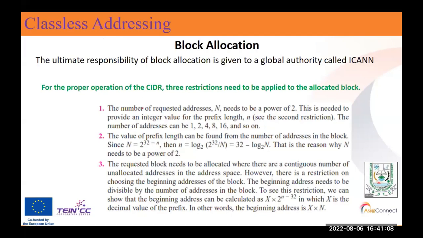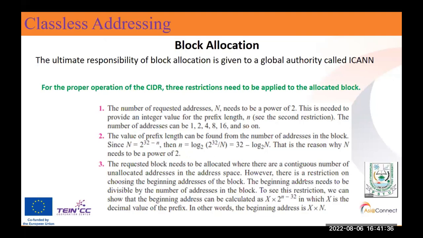So the first rule is that the total number of addresses needs to be a power of 2. Secondly, n equals 32 minus log 2 N. Using this formula you can calculate the prefix length. And another issue is that the requested block needs to be allocated where there is a contiguous number of unallocated space. That means the continuous address space must be unallocated.